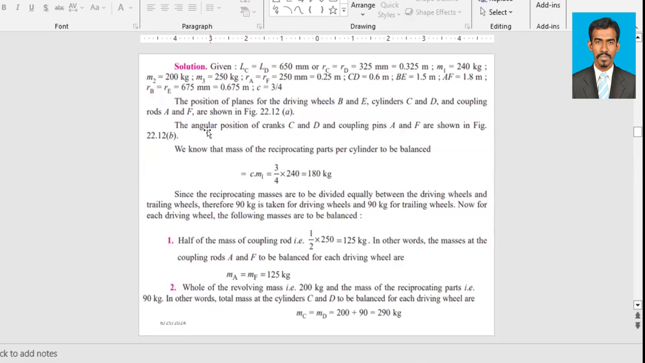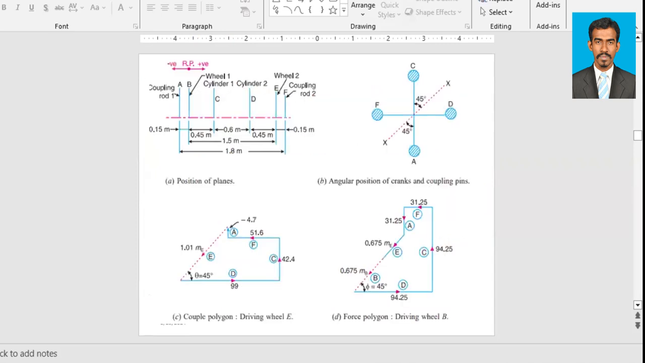As usual, we'll first decide which to draw first, whether the couple polygon or force polygon. Before that, we have to draw the planes as well as the position of the crank, right? So we'll first do that. So we have the position of planes here.